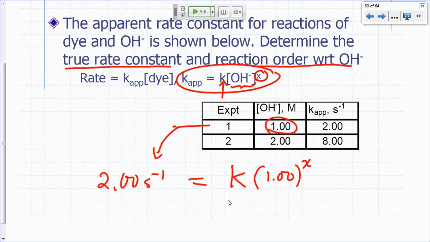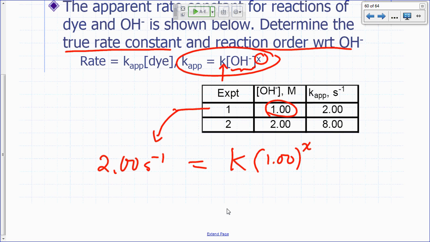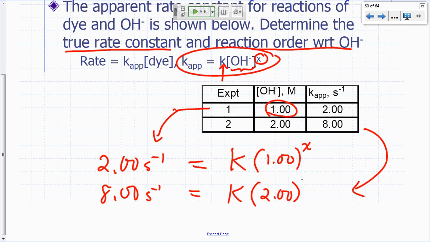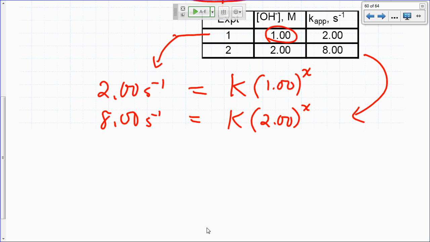For experiment number 2, what do we have? Our apparent rate constant is 8.00 per second. That's equal to the true rate constant times, what's our concentration of hydroxide for experiment 2? 2.00 raised to the power x. Do I have enough information to get the value for K and x? Yeah, I do. I have 2 equations and 2 unknowns. So how do I solve for K and x here?